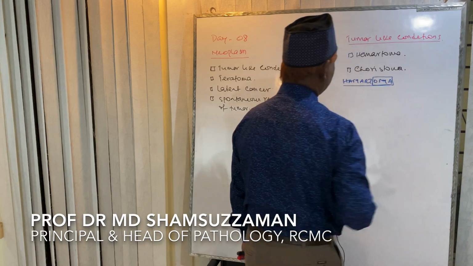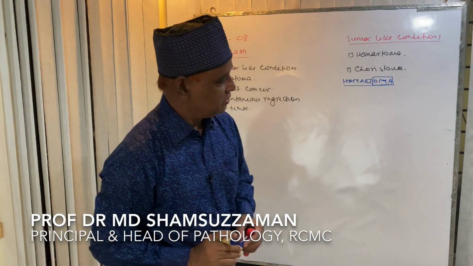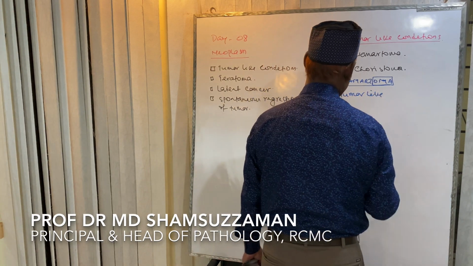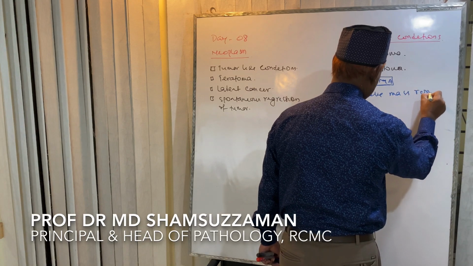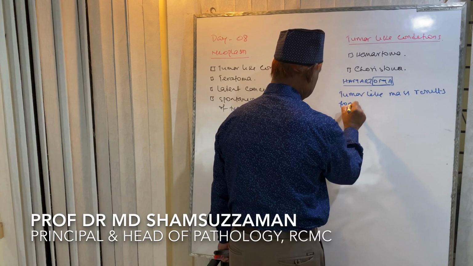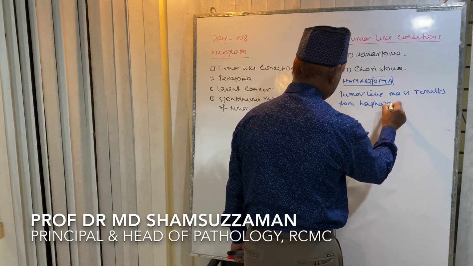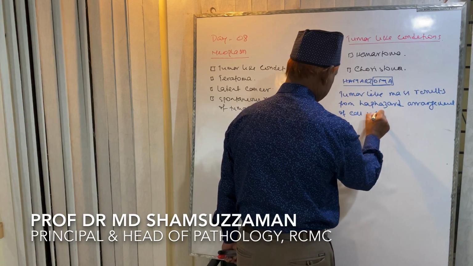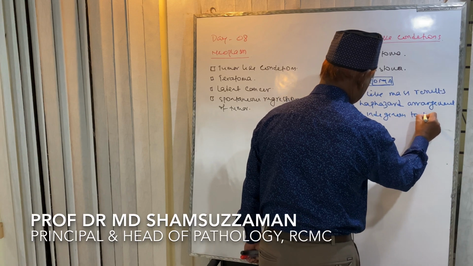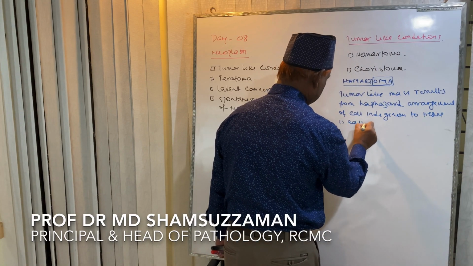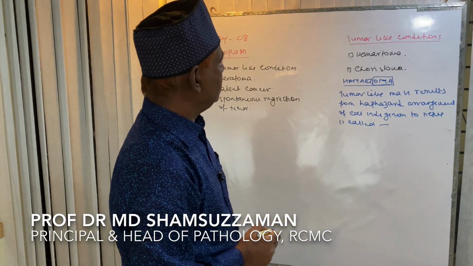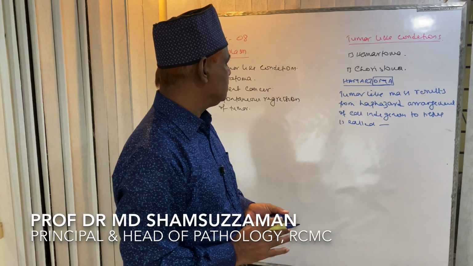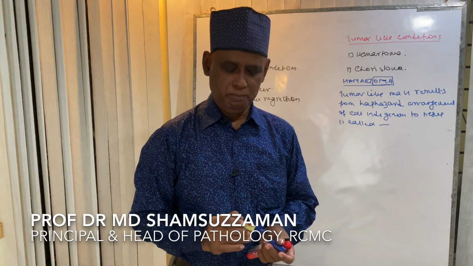There is suffix oma, but this is not tumor. This is tumor-like condition. What is Hamartoma? Tumor-like mass results from haphazard arrangement of cell indigenous to tissue is called hamartoma. So hamartoma, there is suffix oma, but it is not tumor. It is tumor-like mass results from haphazard arrangement of cell indigenous to tissue is known as hamartoma.